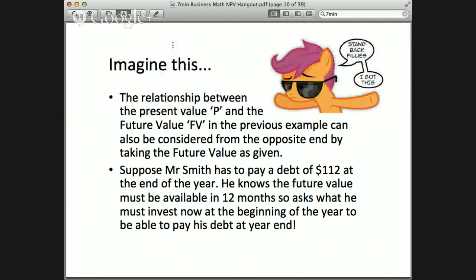Imagine this. The relationship between the present value, the P, and the future value, which is FV, in the previous example can also be considered from the opposite end. So suppose Mr. Smith has to pay a debt of $112 at the end of next year, the end of 12 months. He knows that the future value must be available to him in order to pay his debt. So he asks you what he must do now, at the beginning of the year, to be able to pay his debt at year end.